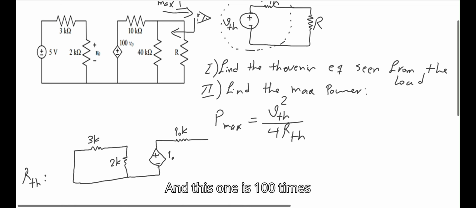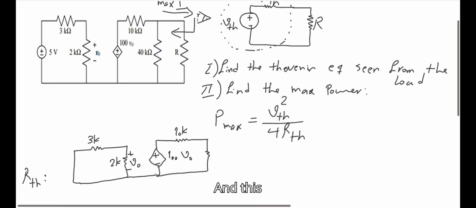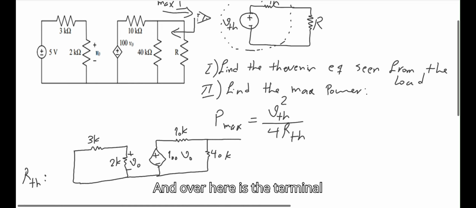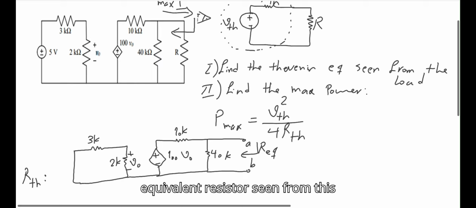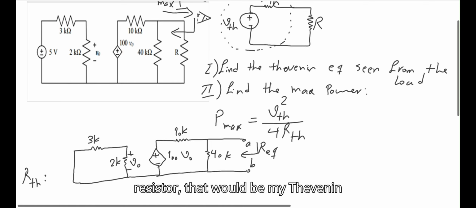and this one is 100 times VO, and this VO is the polarity of this 2K resistor, and this 40K, and over here is the terminal AB from which I'm trying to see the equivalent resistor. So I'm trying to see the equivalent resistor seen from this terminal. If I find this equivalent resistor, that would be my Thevenin resistor.